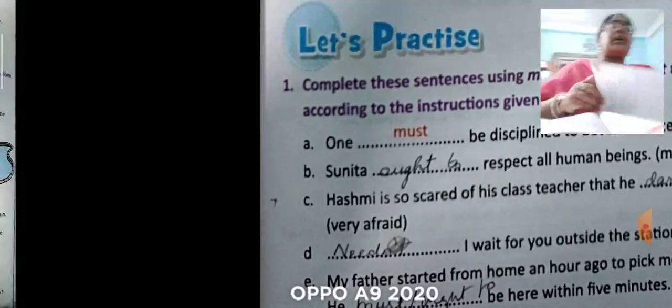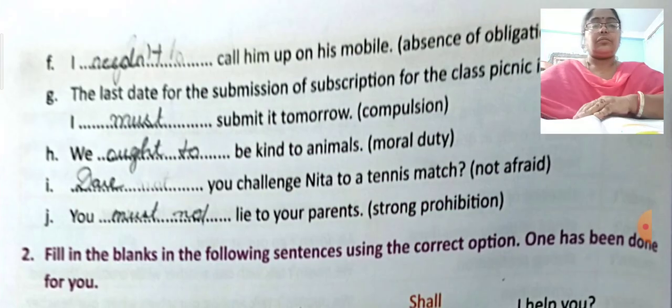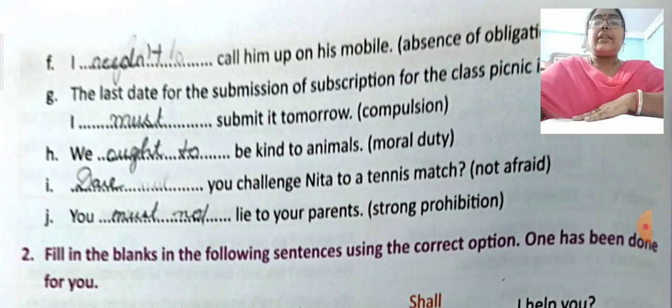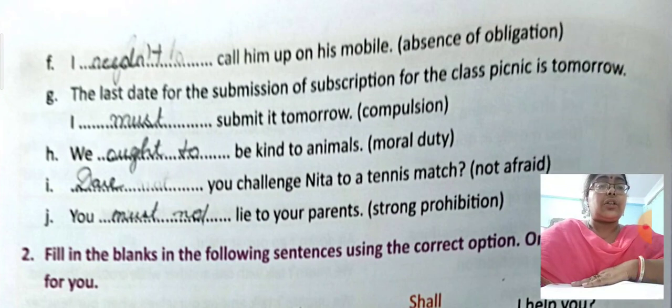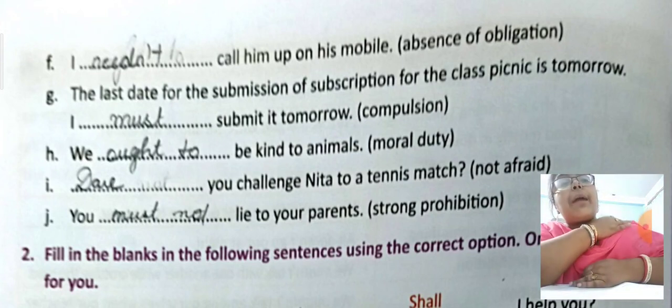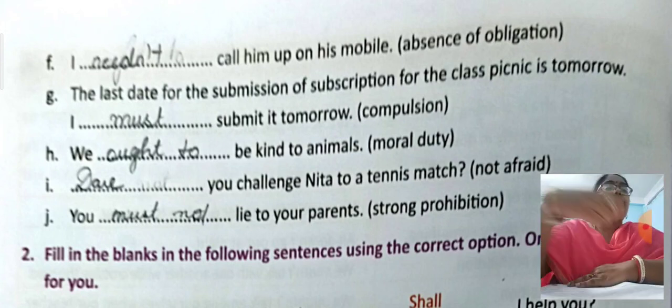Now the next part. I needn't call him up on his mobile. Absence of obligation. Number G, the last date for the submission of subscription for the class picnic is tomorrow. I must submit it tomorrow. A compulsion there.